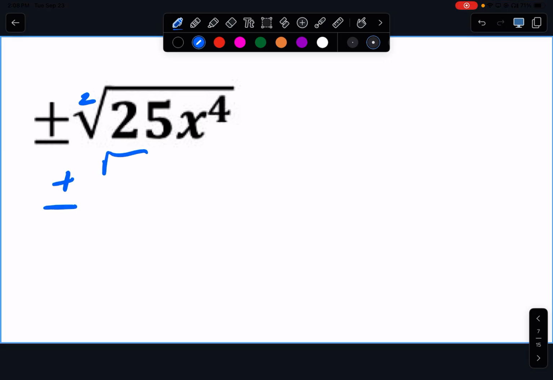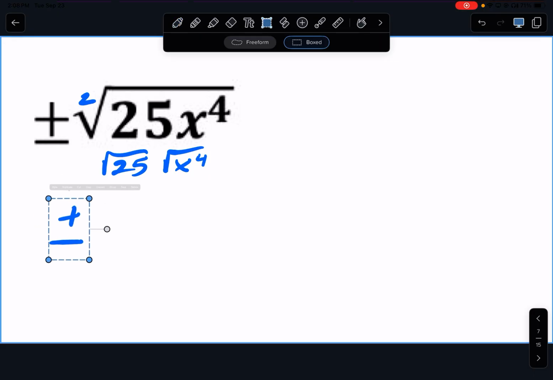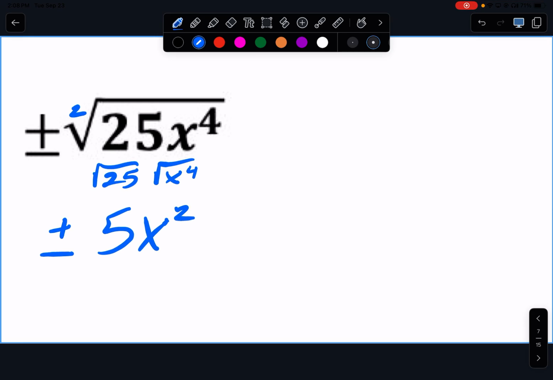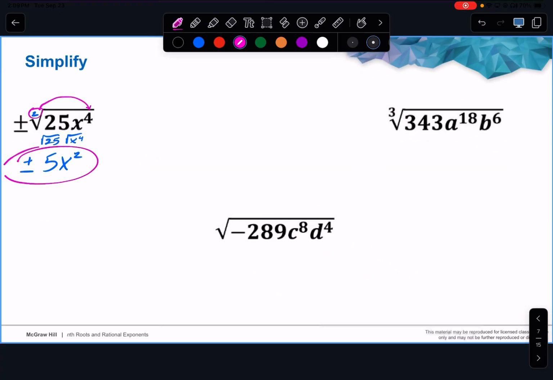And then we can think about this as the square root of 25 and the square root of x to the fourth. So what's the square root of 25 again? Russell, what's the square root of 25? 5. So we're going to have plus or minus 5. And then what's the square root of x to the fourth? If we were to break that apart. X squared. Okay, look at this. Ready? Some of you are looking at me like, how'd you do that? How many times is 2 going into 4? 2. I'll talk more about that in a little bit. But that's our final answer right there. Positive or negative 5x squared.